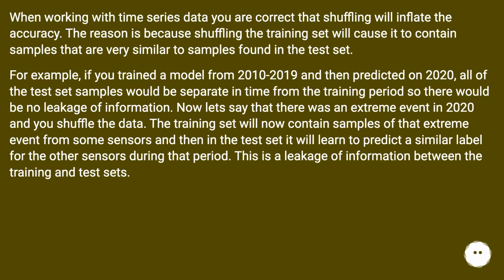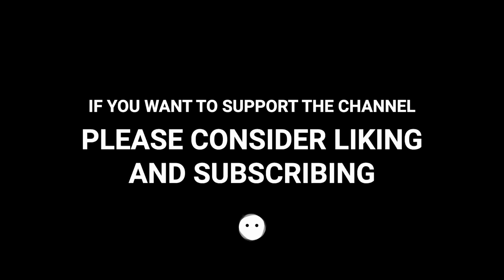Now let's say that there was an extreme event in 2020 and you shuffle the data. The training set will now contain samples of that extreme event from some sensors, and then in the test set it will learn to predict a similar label for the other sensors during that period. This is a leakage of information between the training and test sets. Scikit-learn.